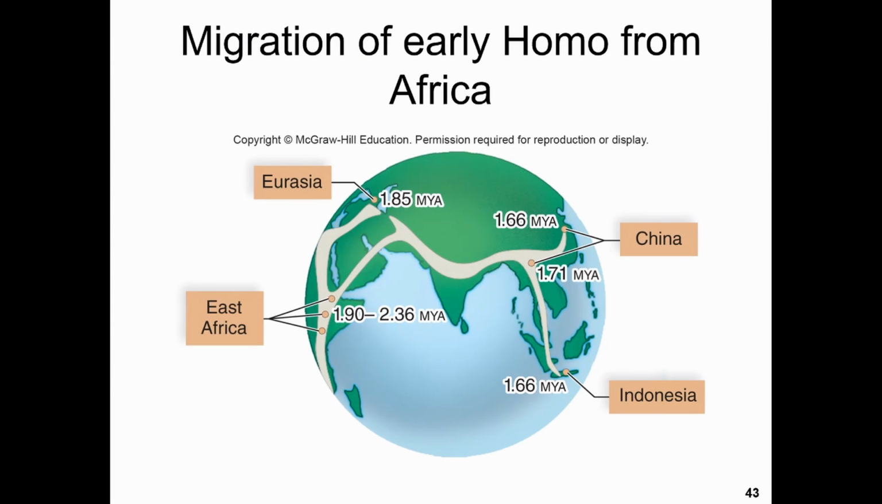So this is the time frame that they're looking at, that we were in East Africa about 2 million years ago. Just under 2 million years ago, we made it into Eurasia, and at about 1.5 million years ago, roughly, we made it into China and Indonesia.